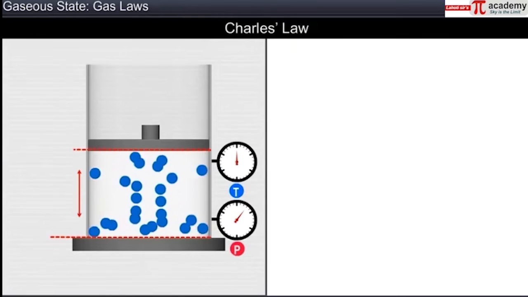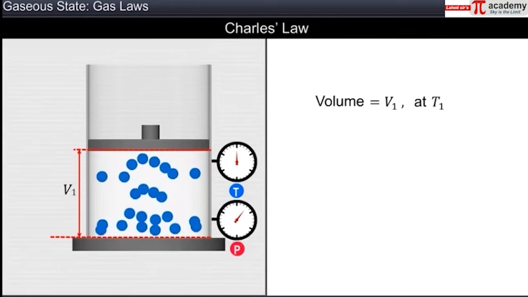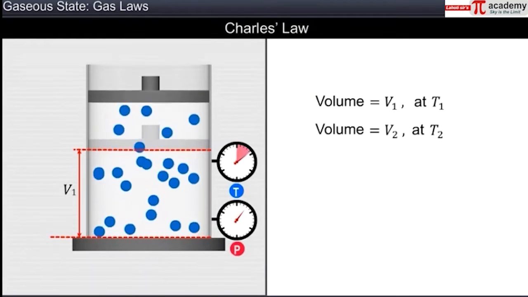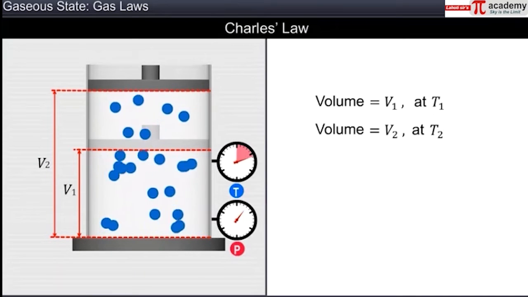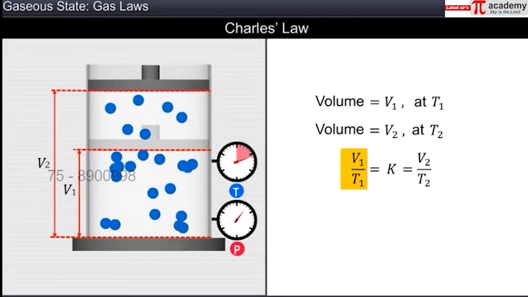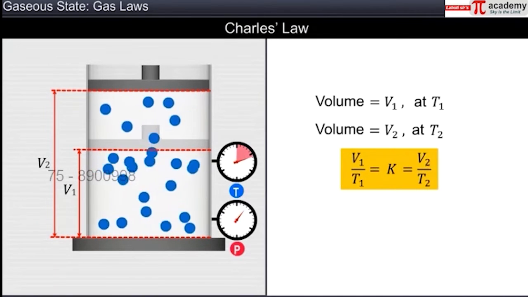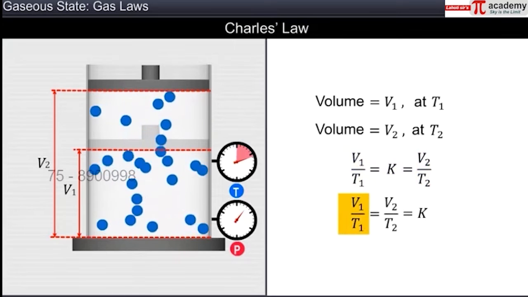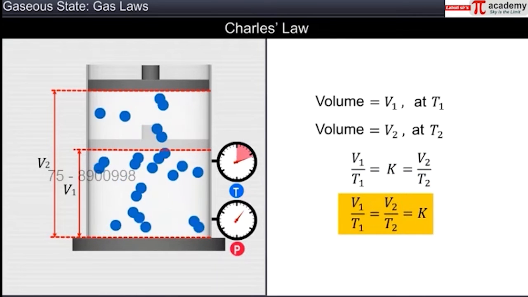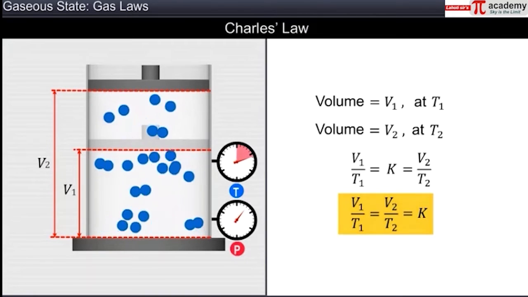If a given gas occupies volume V1 at temperature T1 and volume V2 at temperature T2, then by Charles' law, V1 by T1 is equal to a constant k, which is in turn equal to V2 by T2. Therefore, the equation can be written as V1 divided by T1 is equal to V2 divided by T2 is equal to k. This is called the Charles' law equation.